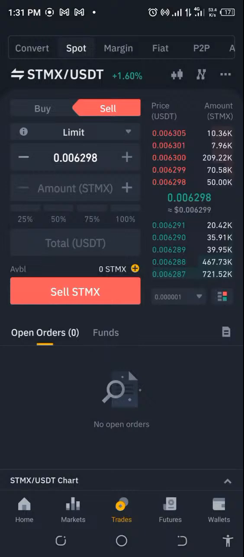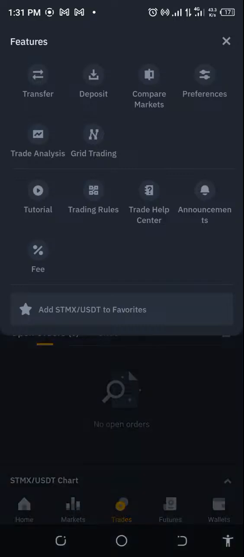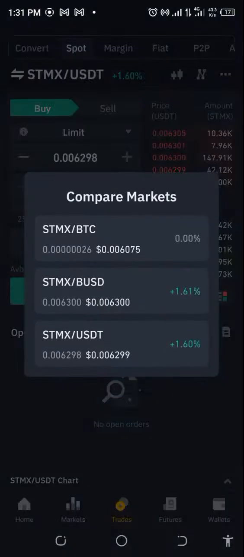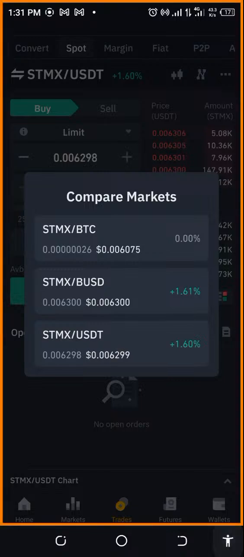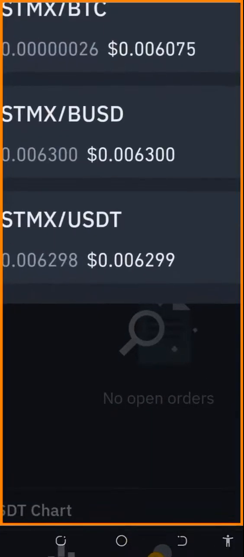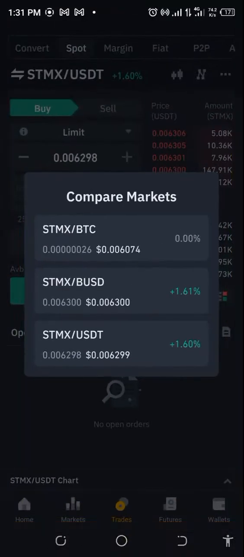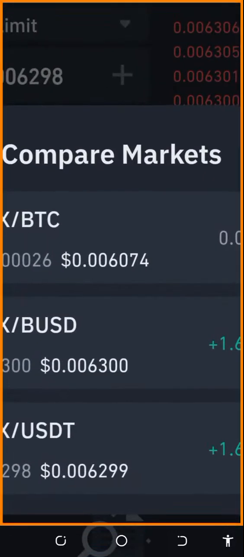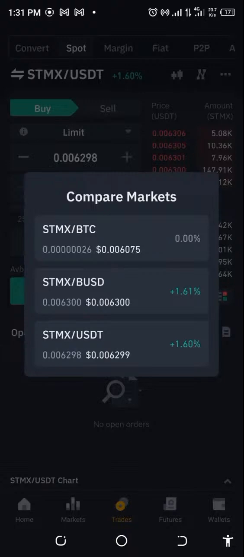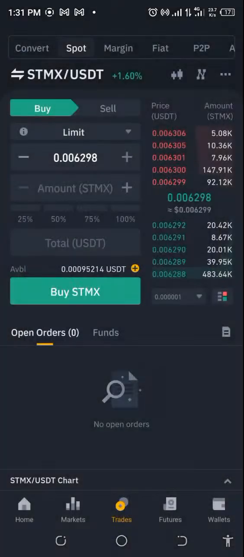And first of all, like I always say, the first thing you need to do is to check and compare the markets to see what's going on there, see if there's any opportunity whatsoever. It looks like there's an opportunity here. So I'm going to try and see whether I can actually buy STMX with my BTC. Let's see the price. It's 0.006074, while on the others you can see the difference there.